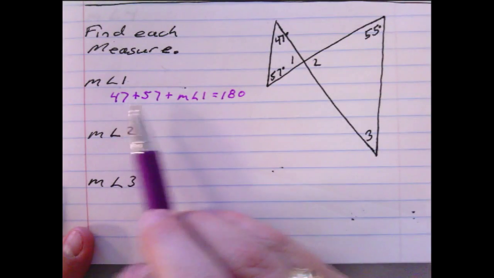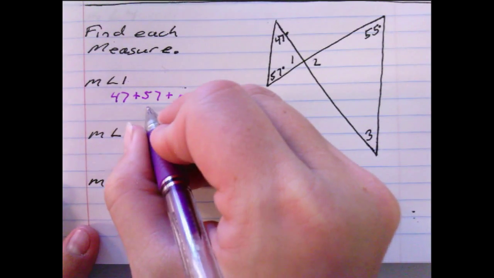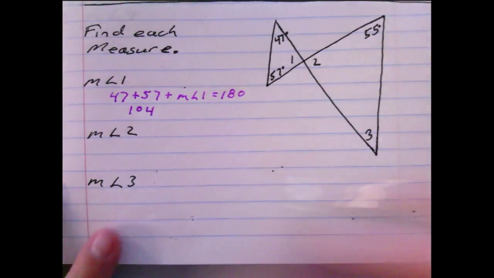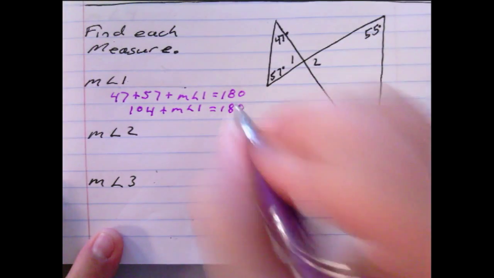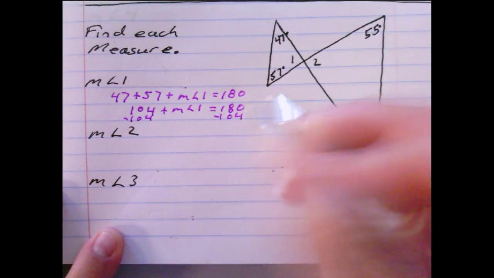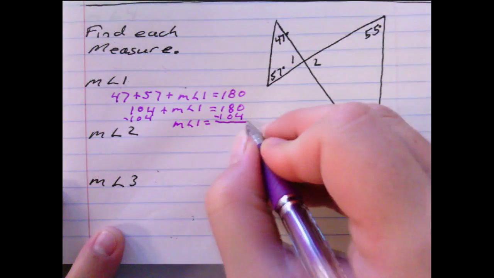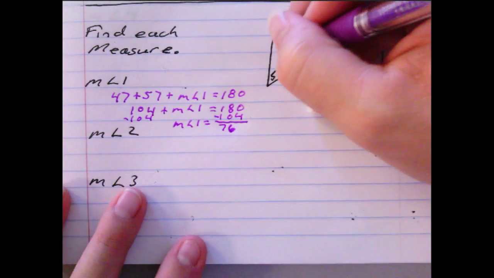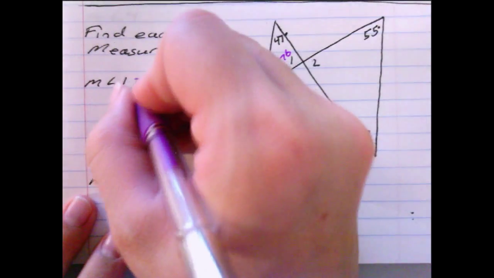So we're going to add these two together. So 47 plus 57, we get 14, carry our 1, we get 10. So we have 104 plus the measure of angle 1 equals 180. So we're going to subtract the 104 from both sides. So we end up with the measure of angle 1 equals 76. So I'm going to write my 76 in here. Okay, we can even write it up here.